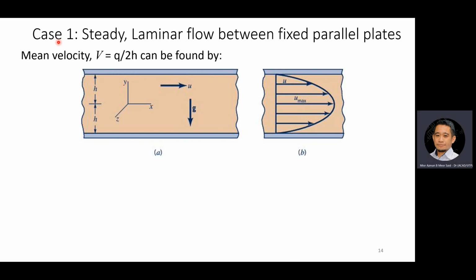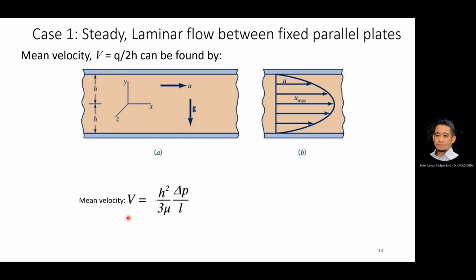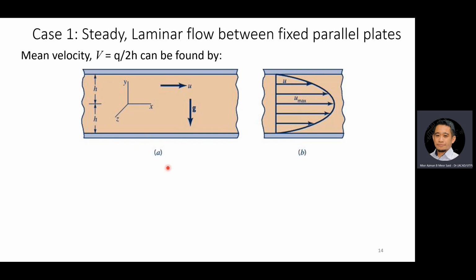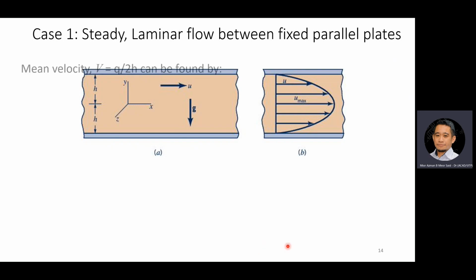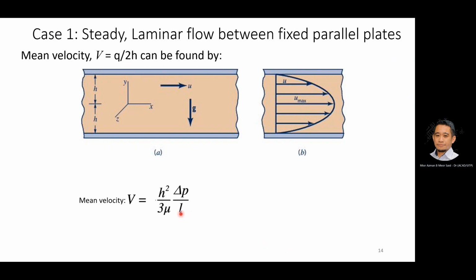Also, this is another parameter that we can use after you know the velocity profile, which is the mean velocity. The mean velocity is equal to the volume flow rate divided by 2h, so from here Q divided by 2h. So we have the mean velocity as h squared times delta P over L divided by 3 viscosity.